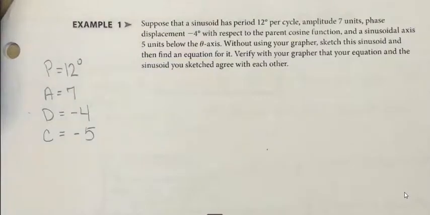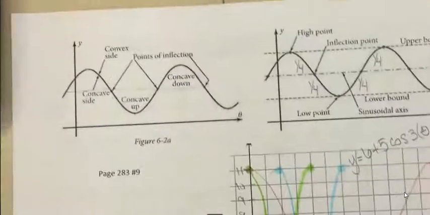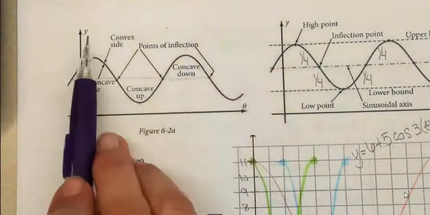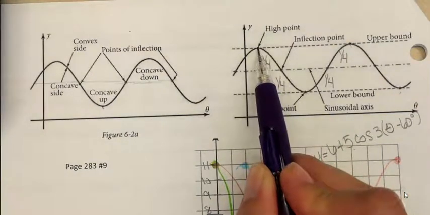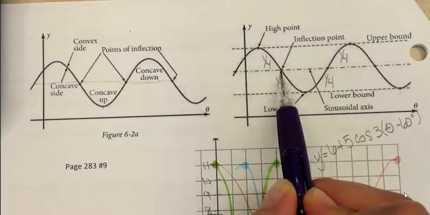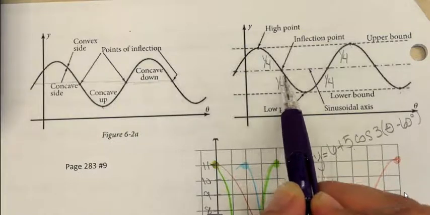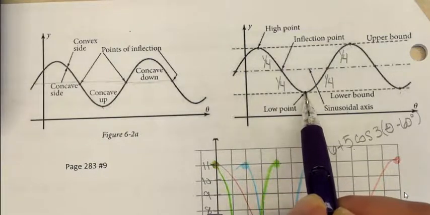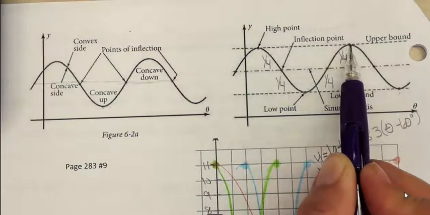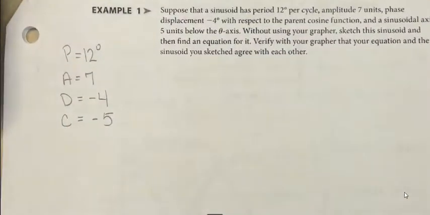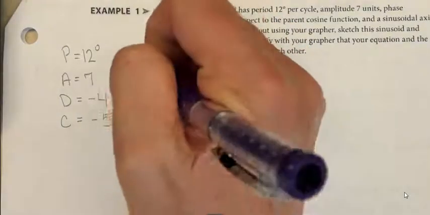So let me go back to this part, right? You're trying to always take your period and divide it up into 4 pieces. That says, hey, my highest point goes here, and then 1/4 of the way, I'm going to have my midline point. Then another 1/4 of the way, I'm at my lowest point, and another 1/4 of the way, I'm back on the midline, and another 1/4 of the way, I'm back up at my highest point. That's for cosine anyways. So if my period is 12 degrees and I divide that into 4, I'm going by 3 degrees on my theta axis.